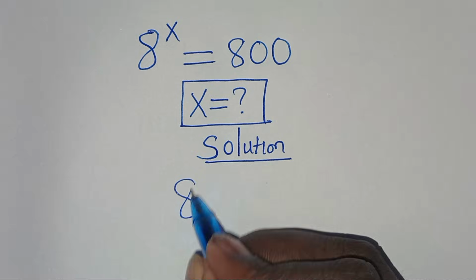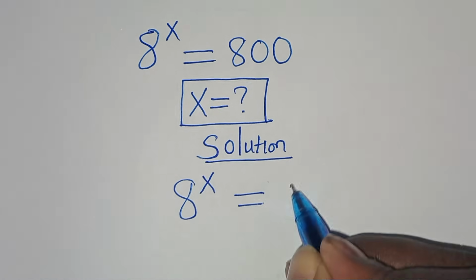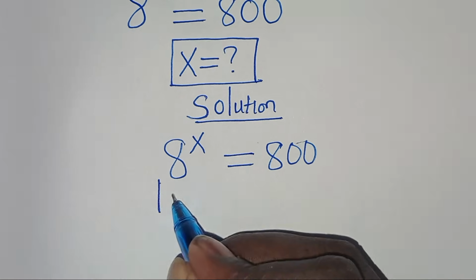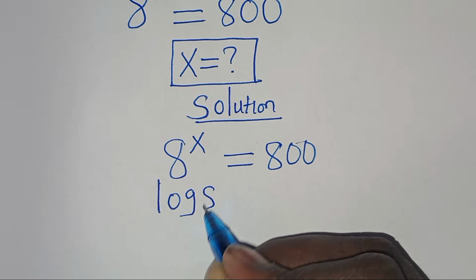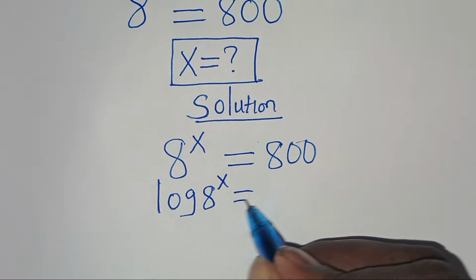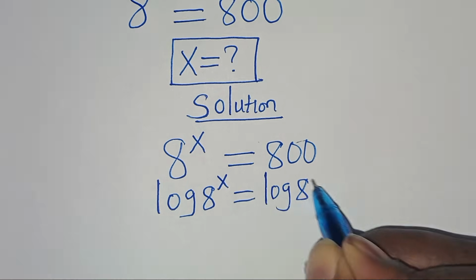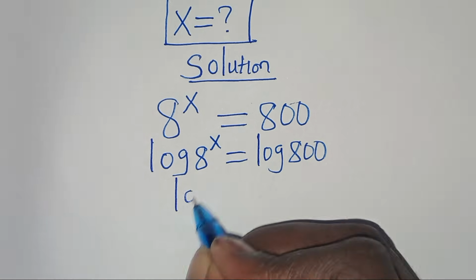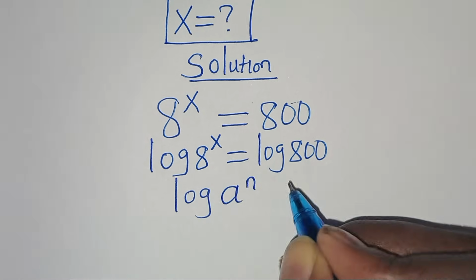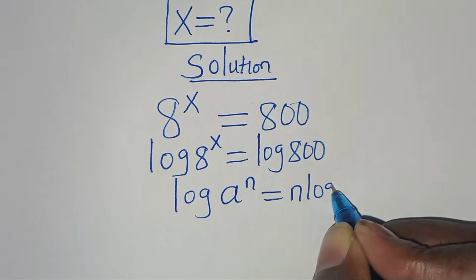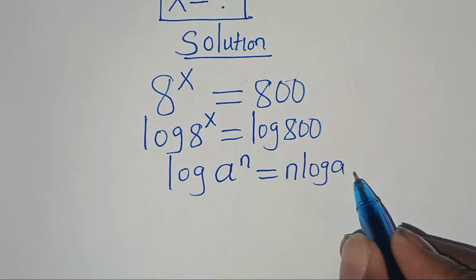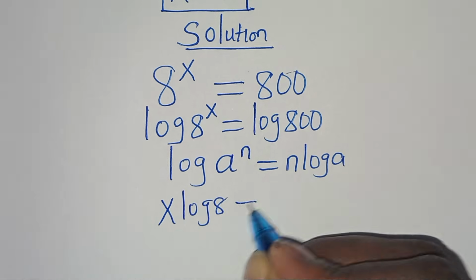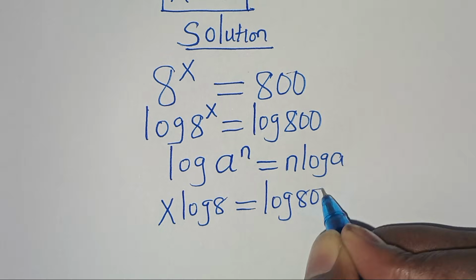We have 8 to the power of x equal to 800. To solve for x here, we introduce logarithm on both sides so that we have log 8 to the power of x equal to log 800. Now, log a to the power of n can be expressed as n log a. Applying this power rule property, log 8 to the power of x becomes x log 8, which is equal to log 800.